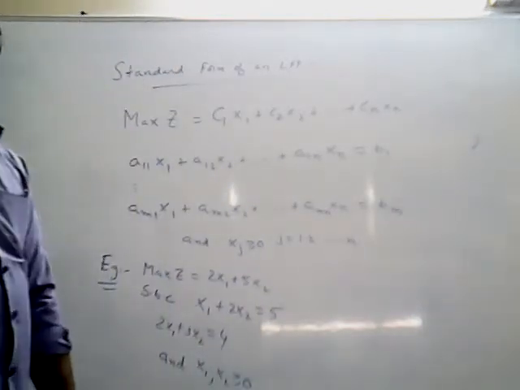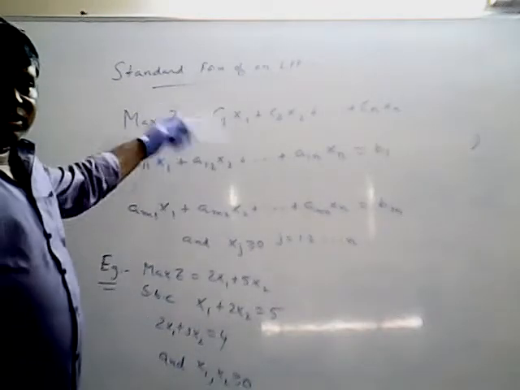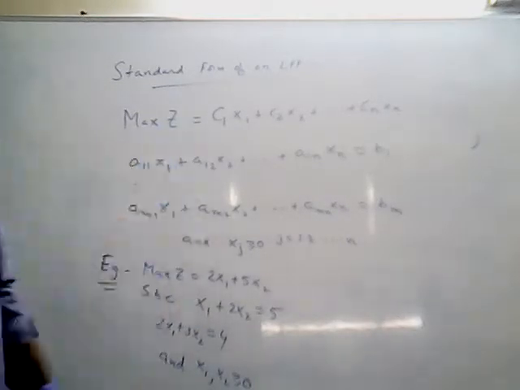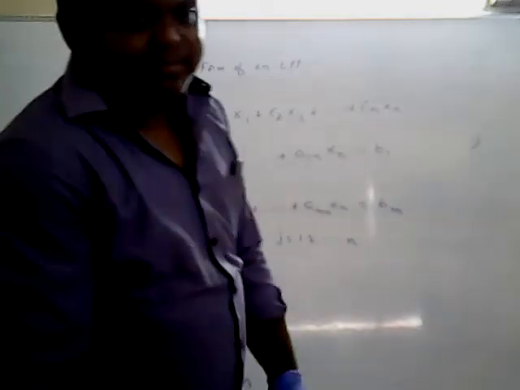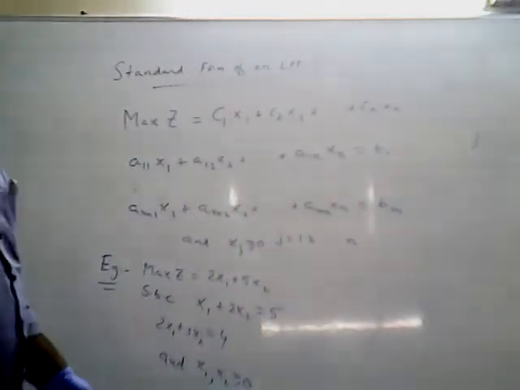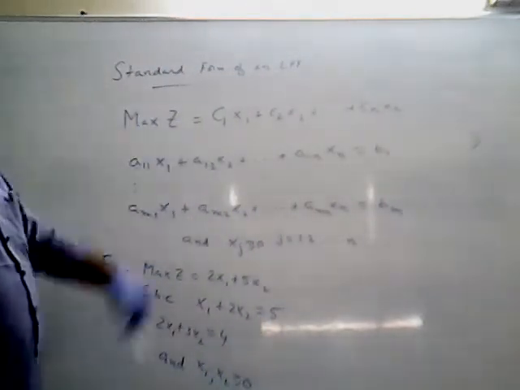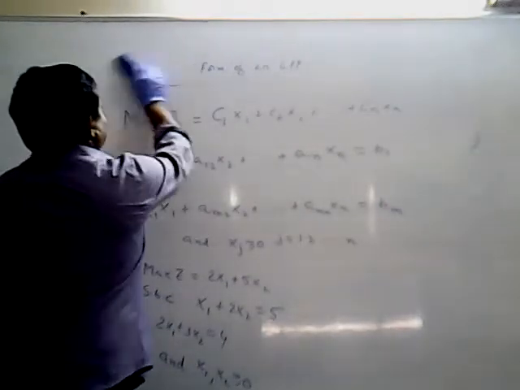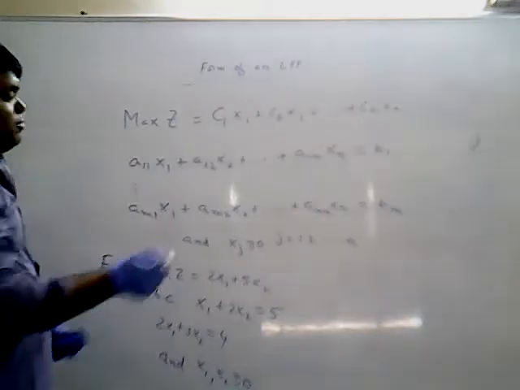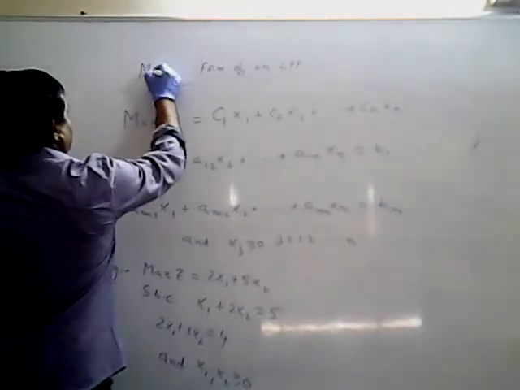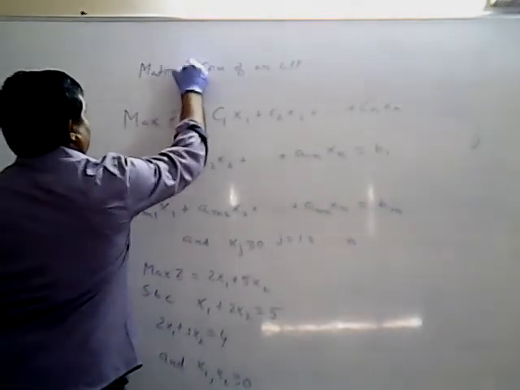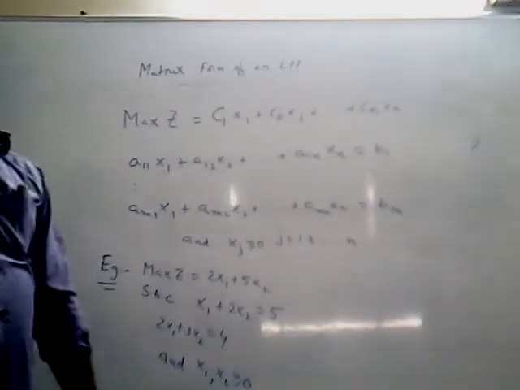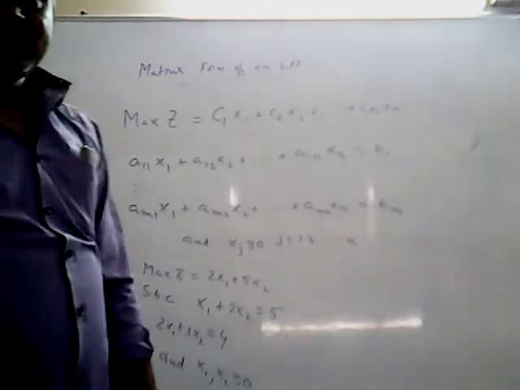So further, while solving problems, we will discuss all these forms. That's why I am discussing. So next form is matrix form of an LPP.